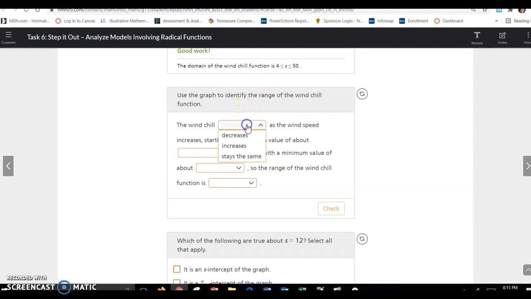So the wind chill decreases as the wind speed increases, starting at a maximum value of about 20 degrees Fahrenheit and ending with a minimum value of about negative 23 degrees. So the range of the wind chill goes between negative 23 and 20.